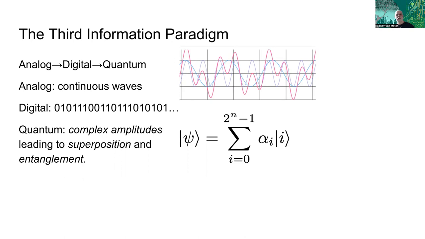Then the second generation is really digital computation, zeros and ones, what we're used to. And that doesn't just have to be TTL or CMOS or even Josephson junction or optical or whatever. It could be almost any sort of medium. But that leads us to the third generation of information, the third information paradigm, and that's quantum. And everybody in this room is probably as familiar with the general ideas of quantum as I am. We're dealing with complex amplitudes that lead to superposition and entanglement as the key methods for actually driving the execution of large-scale quantum computations.